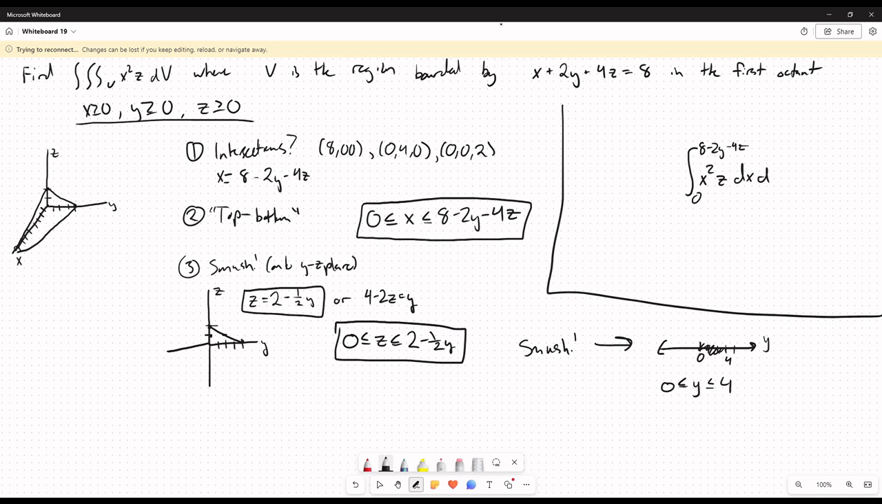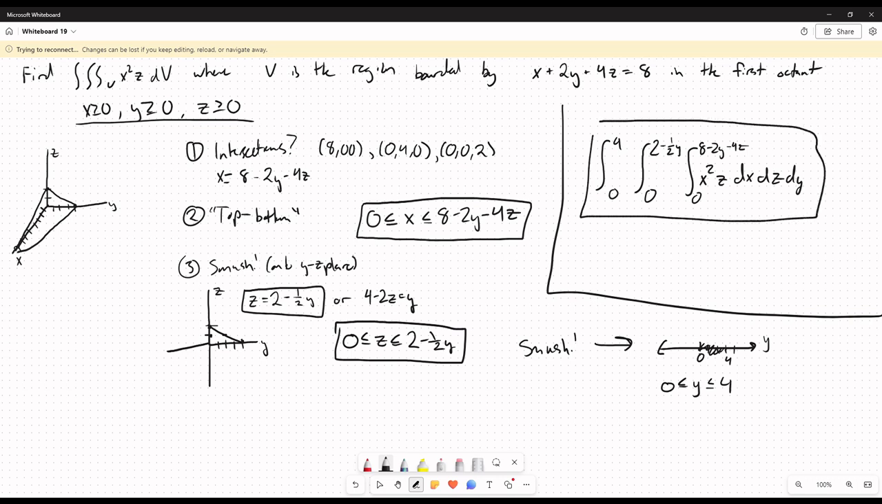Then, next, we looked at our z-coordinate. What was z going between? Well, z is going between 0 and 2 minus 1/2 y. And then last but not least, we looked at what our y-coordinate is going between. It's going between 0 and 4. So there we go. We've set up a triple integral to evaluate the integral of this function over the region bounded by the plane in the first octant.